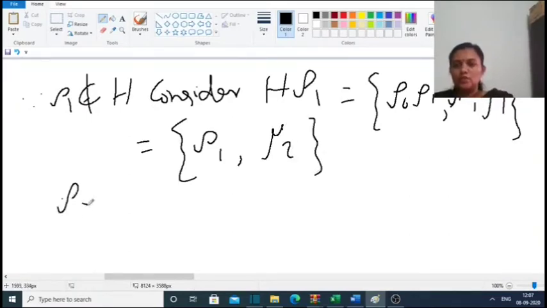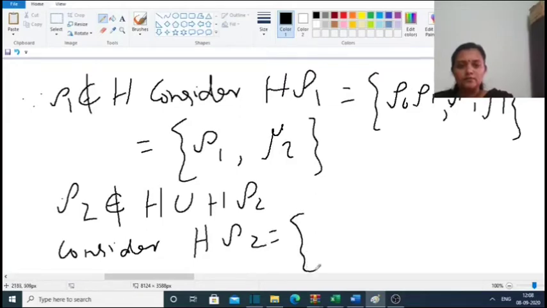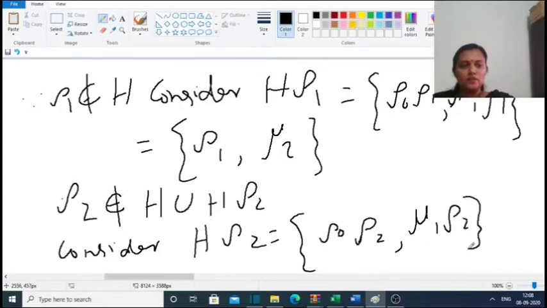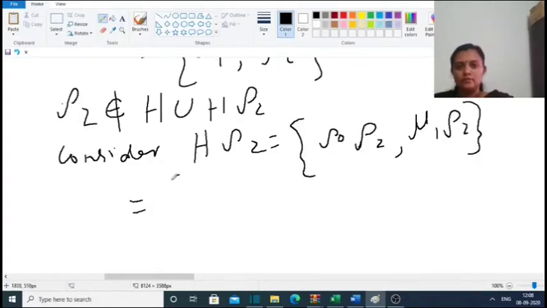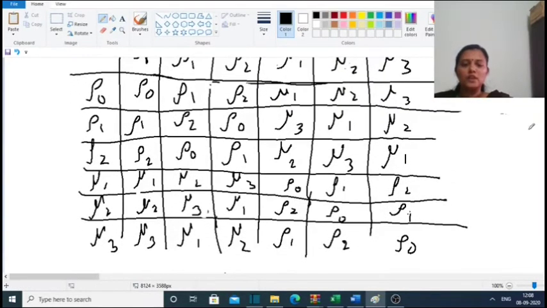Now rho 2 is not an element of H union H rho 1. So consider H rho 2, which is equal to rho naught rho 2, mu 1 rho 2, which is equal to rho naught rho 2 is the same as rho 2, mu 1 rho 2 is mu 3.